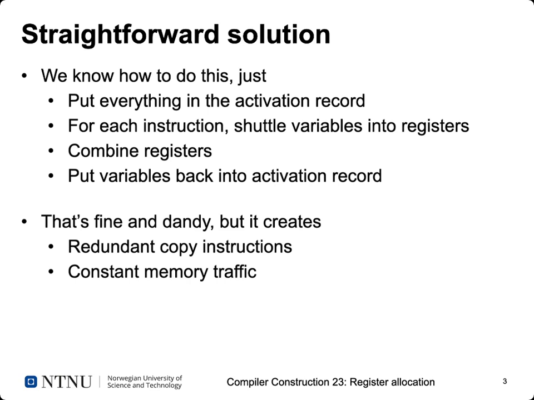And if we use this variable right after that instruction again, then we would have to load this again from memory. This is obviously completely unnecessary because that value was still contained in one of the processor registers. So this straightforward solution works, and it's very easy to generate from your intermediate representation code, but it generates a large number of redundant instructions to move or copy data from memory to registers or the other way around. As a consequence, it generates constant memory traffic.